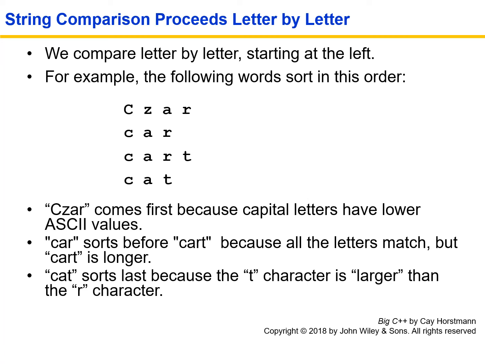So if we have the words Czar, car, cart, and cat, believe it or not, Czar sorts first, even though Z comes after A, because capital C has a lower ASCII value than lowercase c. Car and cart, cart is the longer of the two, so it sorts after car. Cat comes after cart because T is further down the alphabet than R.